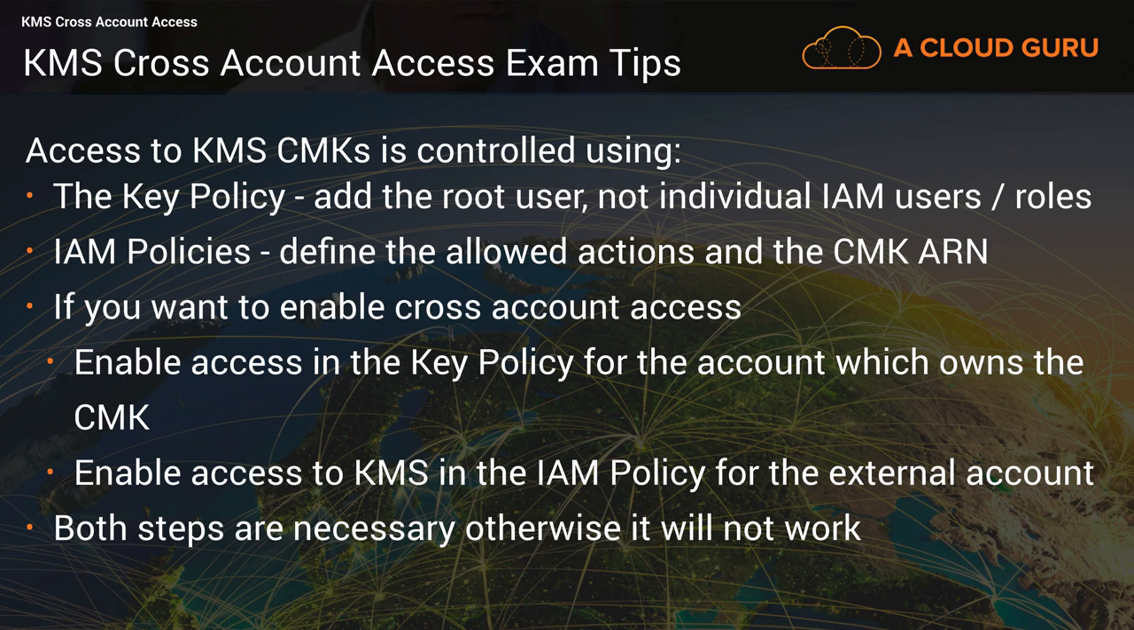So let's take a look at some of our exam tips. Just remember that access to KMS CMKs is controlled using the combination of the key policy and identity access management policies. And for cross-account access, you need to add the root user, not individual IAM users or roles. So you add the root user of the external account into the key policy. And then in the identity access management policy in the external account, you define the allowed actions, and the resource is going to be the CMK ARN. And finally, both steps are necessary, otherwise it will not work.